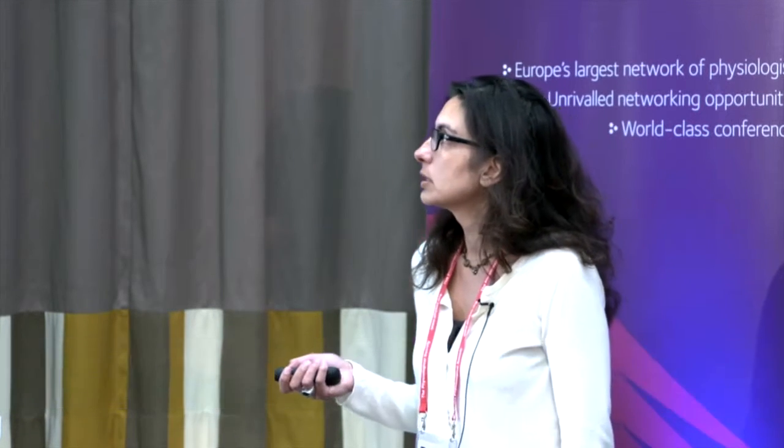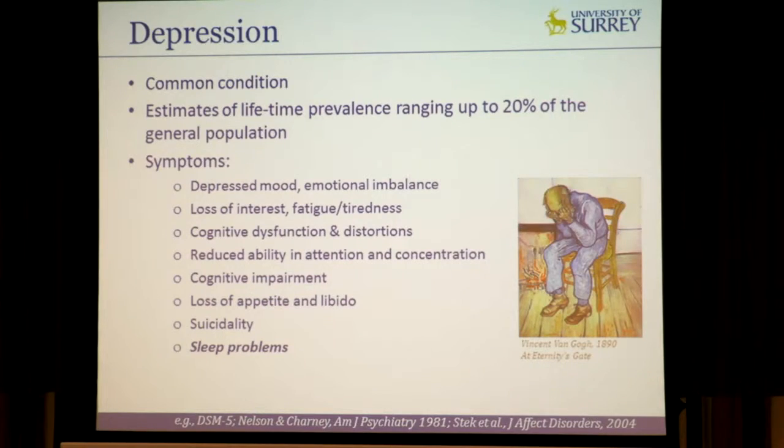So depression is a common condition. A major concern is the fact that estimates of lifetime prevalence are ranging up to 20% of the general population. Major depressive disorder is characterized by affective, cognitive, and physiological impairments. And I've listed here some of the most common clinical symptoms.